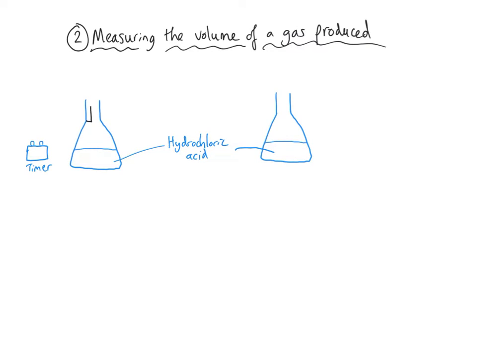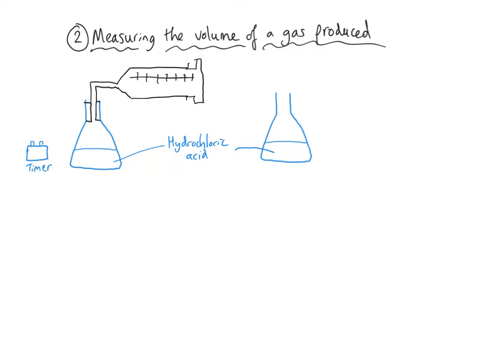One method is to put a bung into the conical flask and to connect that bung to a gas syringe. Now, gas syringes, I'm not the best artist, but the crucial ingredient for a gas syringe is that you've got a scale on here, and that scale allows you to measure the volume of gas that you're collecting. At the end, let's have a plunger, and our gas syringe is here.